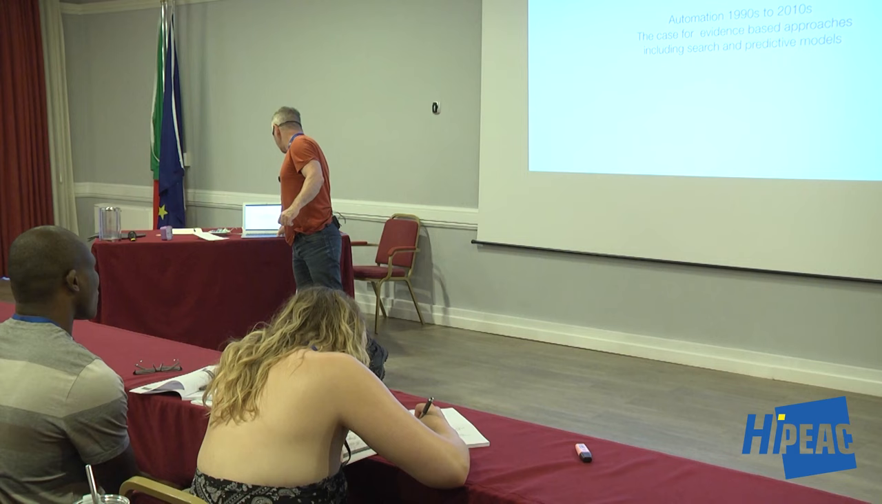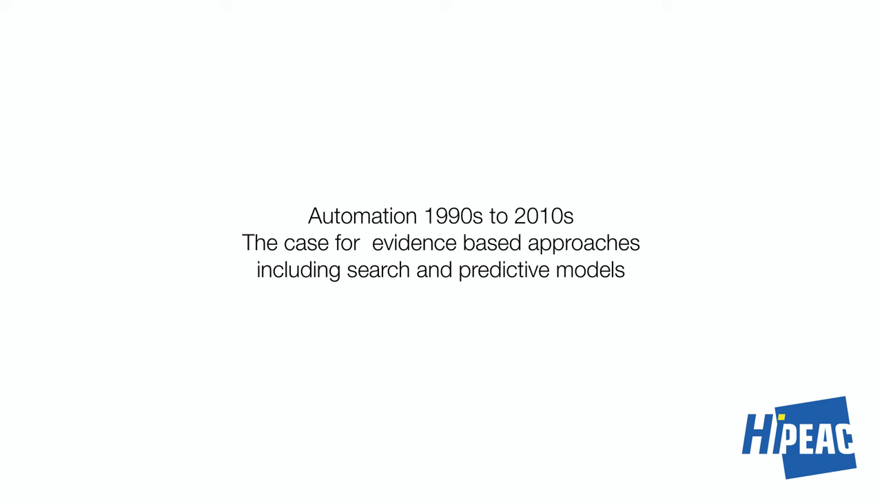So 1990s to 2010 was really a time where there was a case for evidence-based approaches. Rather than compilers just applying rules and trying to do many optimizations, we asked: is there any evidence that what we're doing is the right thing? It may seem strange, but we had maybe 40 years of doing stuff with nobody evaluating whether what we were doing was correct. It sounds bizarre now, but that was certainly the case back then.